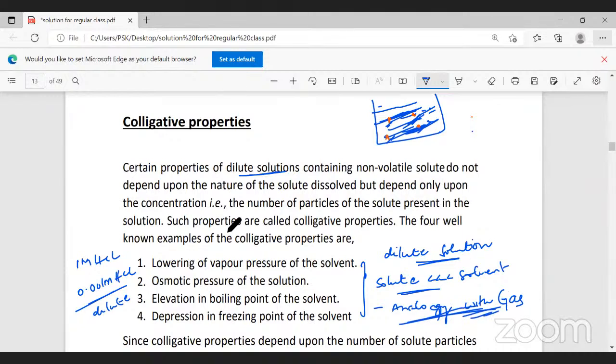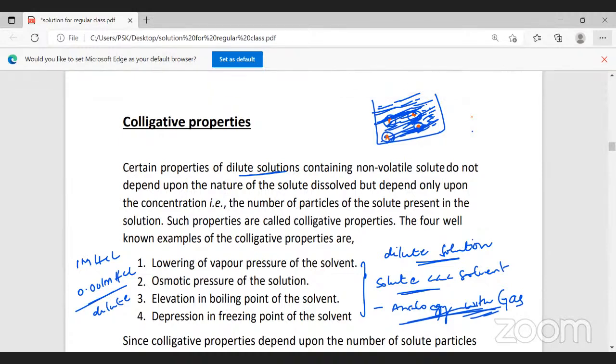That is why we said all these colligative properties have an analogy or similarity with the behavior of a gas. Now, in a dilute solution, you can observe that I've written the solvent, the blue lines, in excess, and the solute particles only a few. That means the solute particle concentration is very, very less compared to the concentration of the solvent. Those kinds of solutions are called dilute solutions.